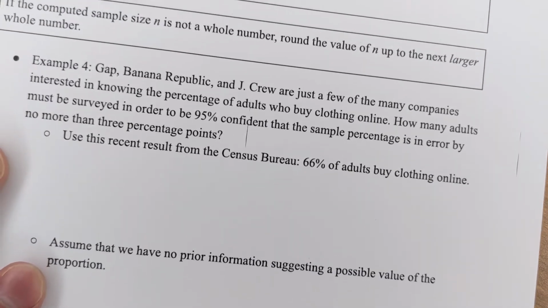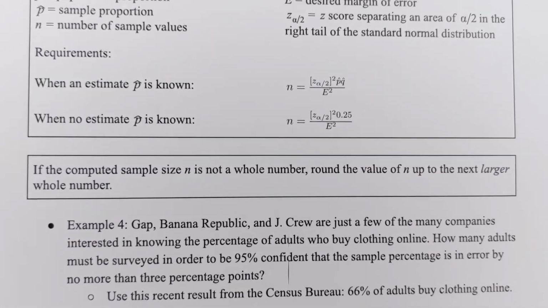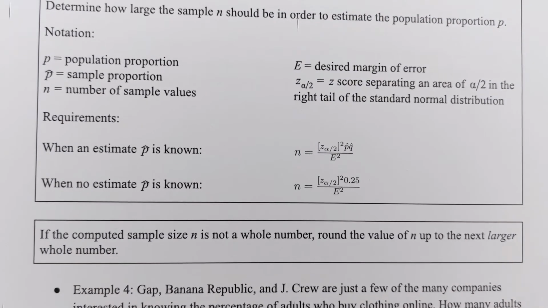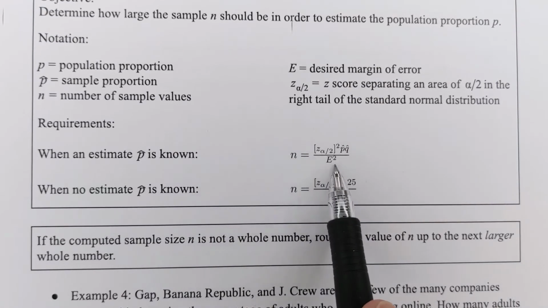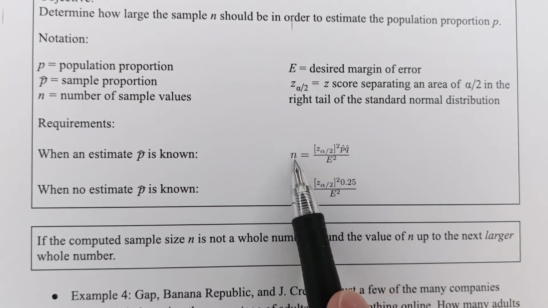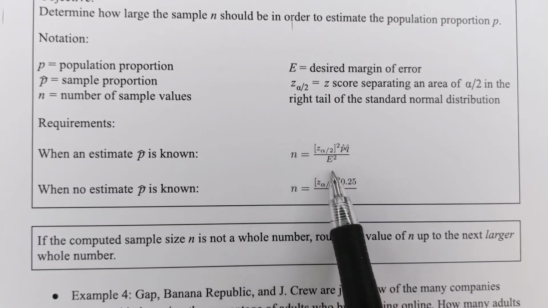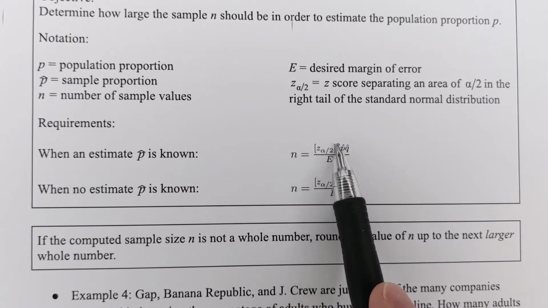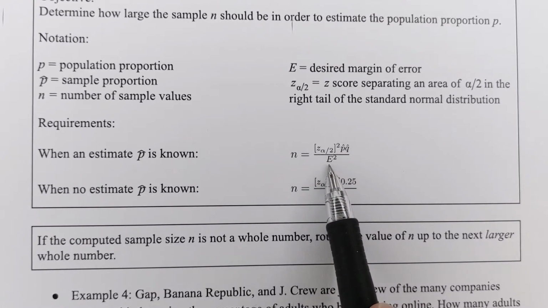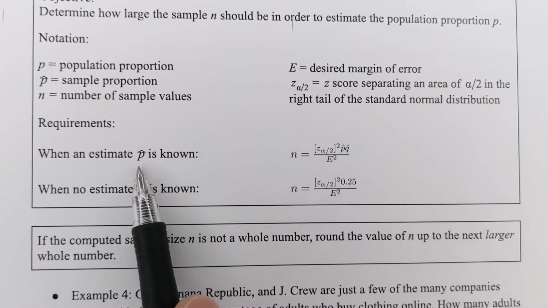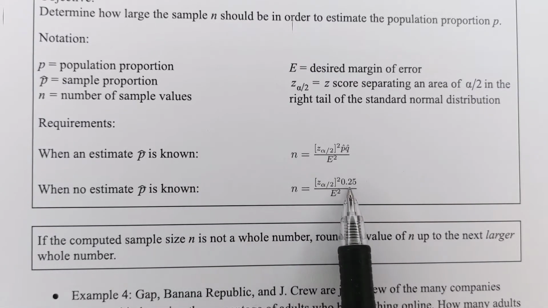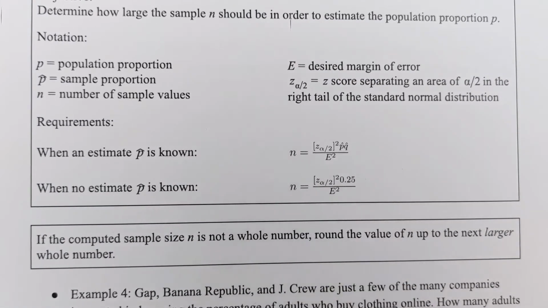Okay, we can also go backwards and figure out how many people we need to survey if we want to be that confident. So here are our formulas for n. These are actually just rearrangements of the error formula from before. If you solve it out for n, you'd get this. You have to move everything over, fun stuff. So n is z alpha over 2 squared, p hat q hat over e squared. That's if you know an estimate for p hat. And if you don't, you just assume that product is 0.25.